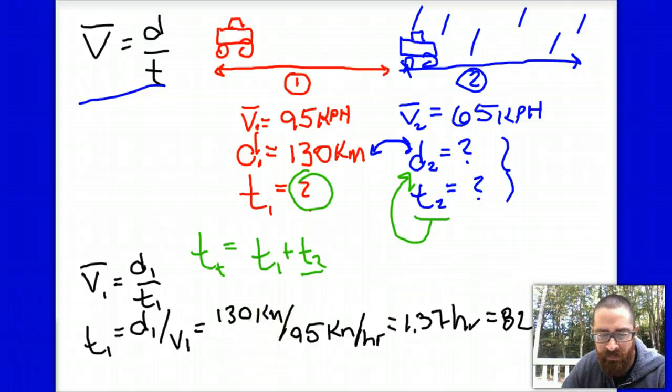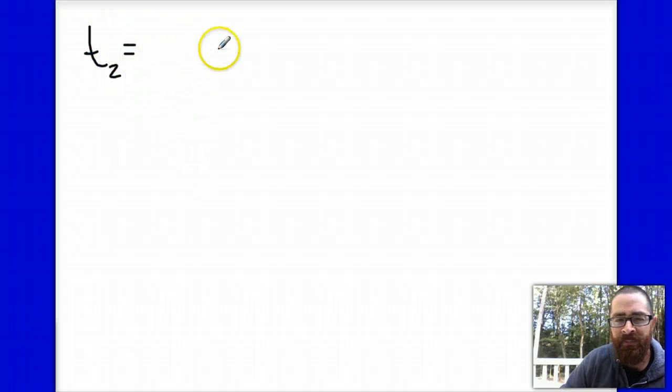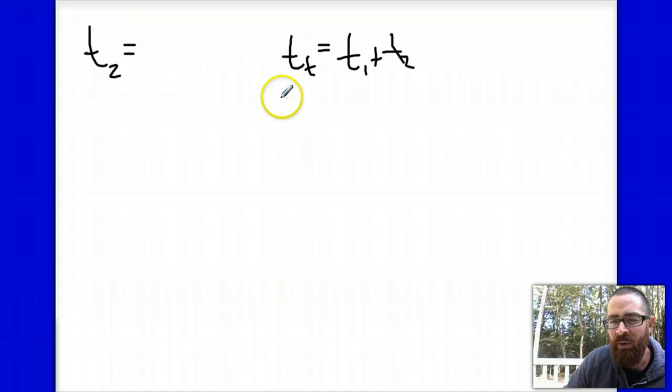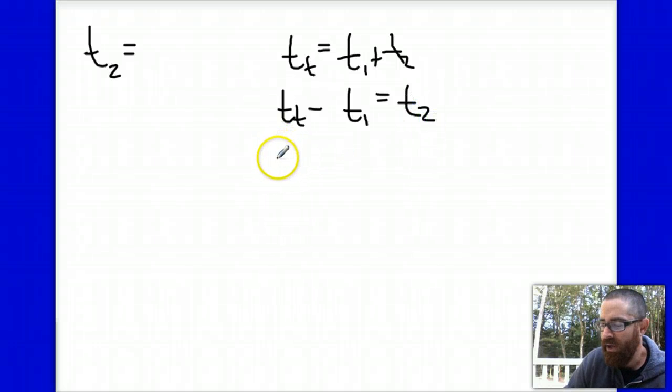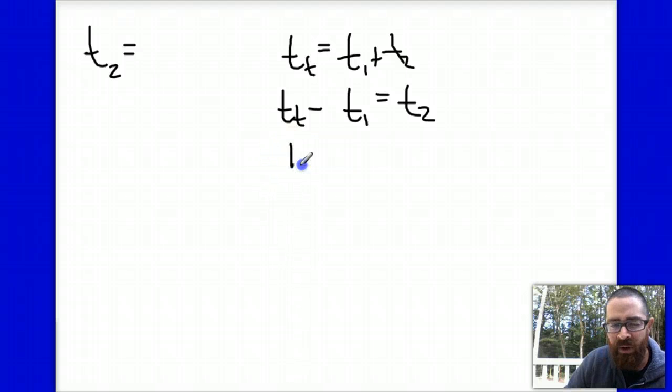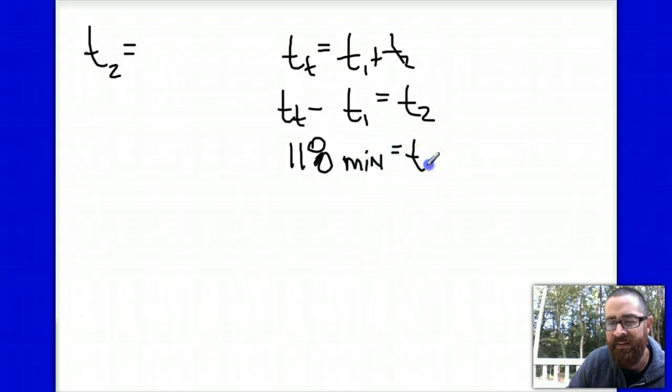Now I'm moving on to step 2, which is basically going to be to find t2. I can recognize that t2 is going to be found by recognizing that the total time is going to be t1 plus t2. I know that the total time is 200 minutes, and I just found the time during the first interval as 82 minutes. So now I can say that the total time minus t1 is going to be equal to t2, or 200 minutes minus 82 minutes is going to be 118 minutes as the time during that second interval.